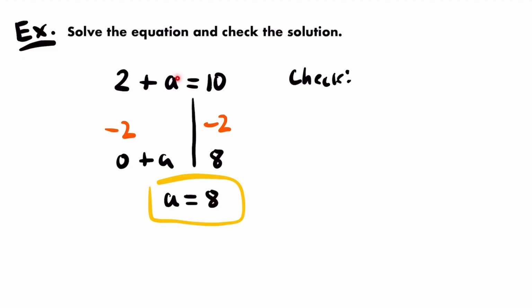If we plug in 8 for a, we'll get 2 plus 8 equals 10, and 2 plus 8 is 10, so we get 10 equals 10, which is a true statement. Our work here is correct. Let's move on to another example.